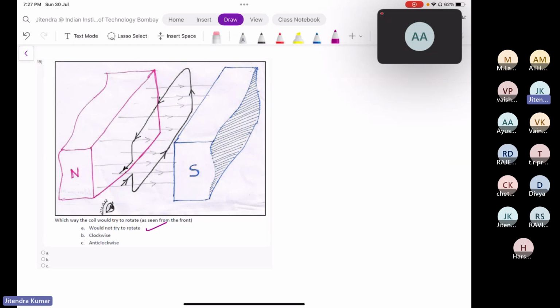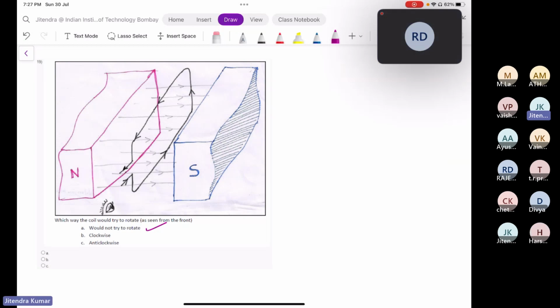Okay, anyone else has any different opinion? Sir, at the upper end, force will be in the upward direction. In the upper wire, force will be upward, right? So it will remain in the upward position, right? And in the lower position, force will be in the downward direction, and it is already in the downward position. So I don't think they will try to rotate, right?